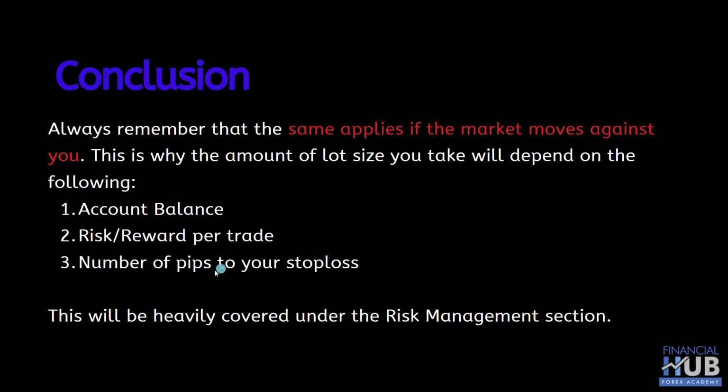The number of pips to your stop loss, like what I was just saying, will also determine how big a lot size you should take. If the stop loss is really big, you'll take a smaller lot size with respect to your account balance. And if the stop loss is quite small, you can gradually increase your lot size with respect to the account balance. This will be heavily covered under the risk management section. So that's what I have for you on this section. I hope you've enjoyed, and let's move on to the next topic.